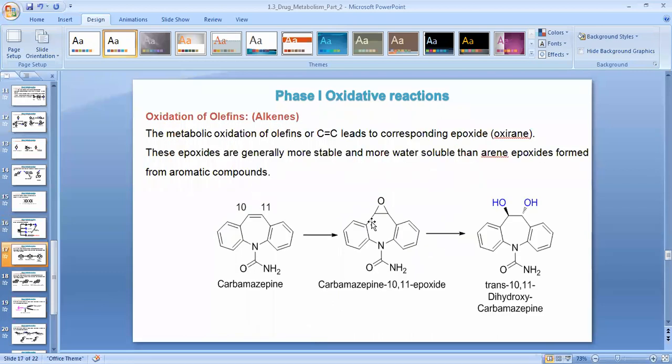Now the next is oxidation of olefins. Up till now we have discussed the oxidation of aromatic rings, aromatic hydroxylation reaction. Now we are going to discuss the second type of oxidation reaction under the phase 1 oxidative step, if the drug molecule contains alkenes in its structure.